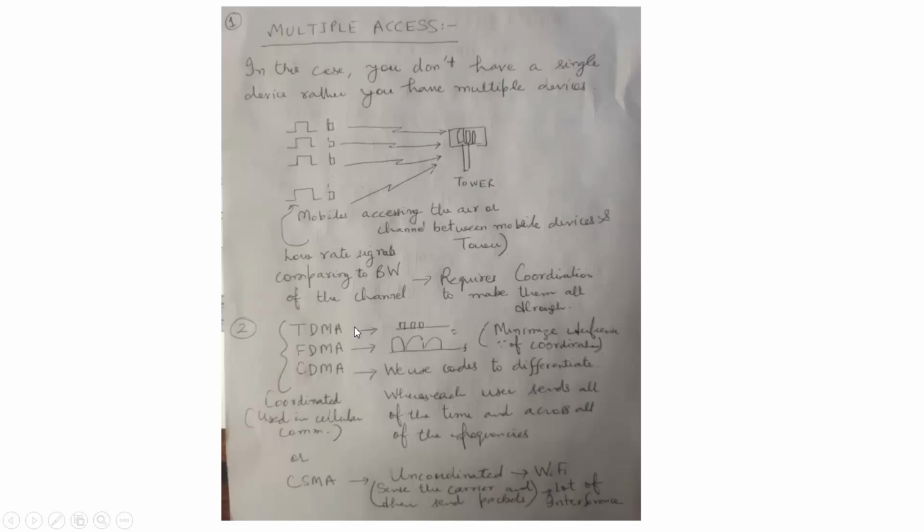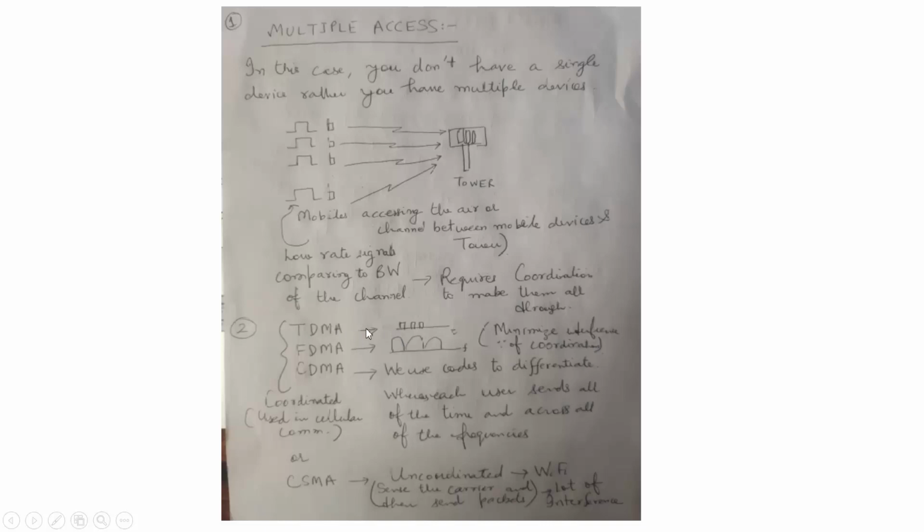Now, how will the coordination be done? The first type of coordination is time division multiple access. The second is frequency division multiple access, and the third is code division multiple access. These three types of multiple access techniques are a coordinated way of giving the mobile devices access to the channel. Therefore, there will be minimum interference because of this coordination.